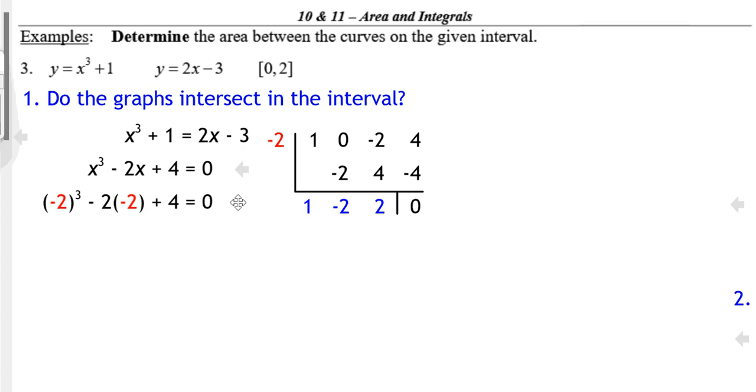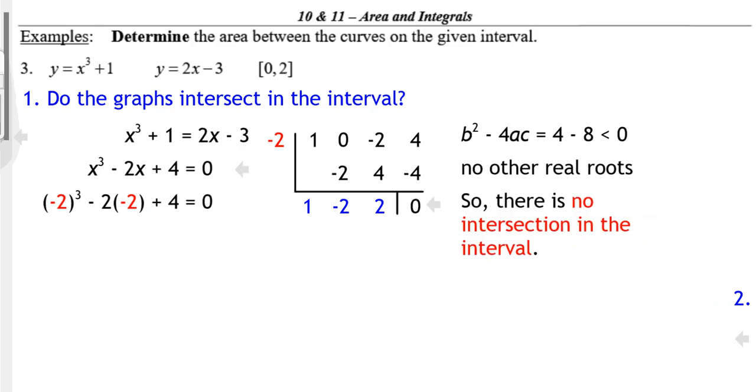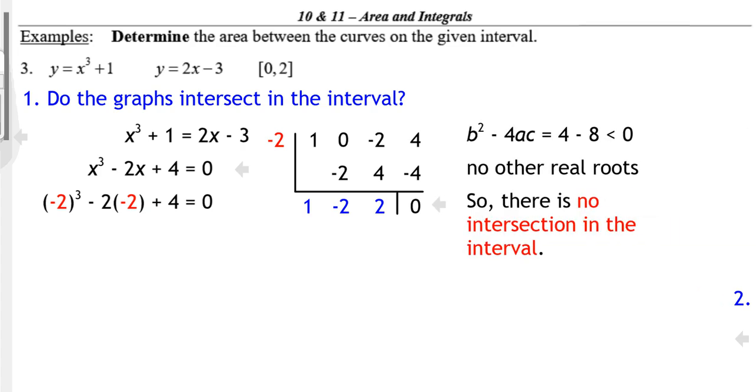What's the discriminant from the quadratic formula? B squared minus 4ac. So that's what I'm going to do. Test out b squared minus 4ac. My b is a negative 2, so that'll be a positive 4 minus 4 times 1 times 2, which is 4 minus 8. It's less than 0, so there are going to be no more intersection points. Whew. The question would have been harder if we had an intersection point, so we'll save that for later. So in our interval, the graphs don't intersect with each other.